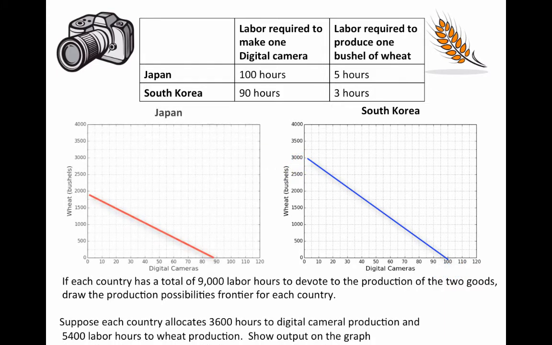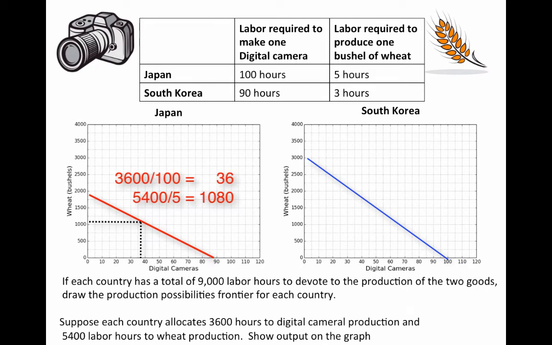Now let's suppose both countries decide to allocate 3,600 hours to the production of digital cameras and 5,400 labor hours to wheat production. In Japan, this means the Japanese choose to produce 36 digital cameras and 1,080 bushels of wheat. In South Korea, the South Koreans produce 40 digital cameras and 1,800 bushels of wheat.